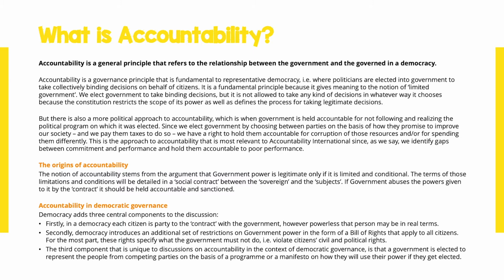Firstly, in a democracy, each citizen is a party to the contract with the government, however powerless that person may be in real terms. Secondly, democracy introduces an additional set of restrictions on government power in the form of a Bill of Rights that applies to all citizens. For the most part, these rights specify what the government must not do, that is, violate citizens' civil and political rights. The third component that is unique to discussions on accountability in the context of democratic governance is that a government is elected to represent the people from competing parties on the basis of a program or a manifesto on how they will use their power if they get elected.